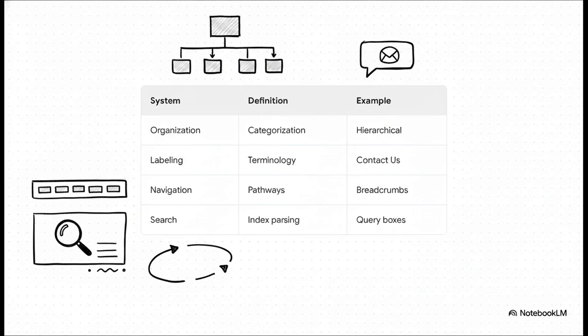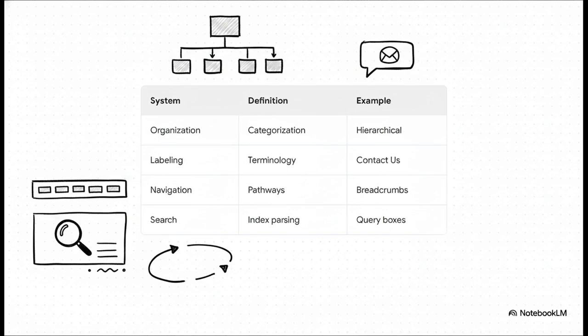To build a usable space, you first need organization. That's your structural layout, like a top-down hierarchy. Next up is intuitive labeling. This is what ensures a button just says "Contact Us" instead of using some confusing internal company jargon. Then you need clear navigation to provide explicit pathways. Think breadcrumb trails showing exactly where you've been. And finally, a robust search system, complete with query boxes and predictive auto-suggestions for when users just want to skip the menus entirely.